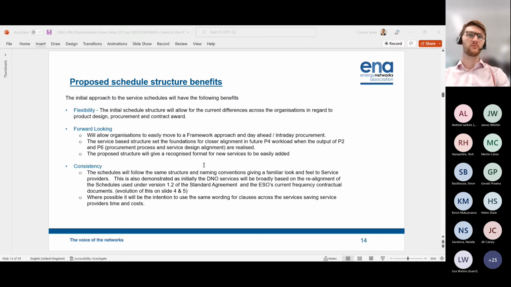So it's a realignment of the schedules used under 1.2 of the standard agreement that the DNOs use, and equally it uses the ESO's current frequency contractual documents and the look and feel of those, which you can see in a couple of slides in a minute. Where possible, it's our intention to use the same wording for clauses across the different services, and this saves time and costs for providers and for the organisations using it. So these are the proposed benefits of this structure. Just move on to the next slide, please.